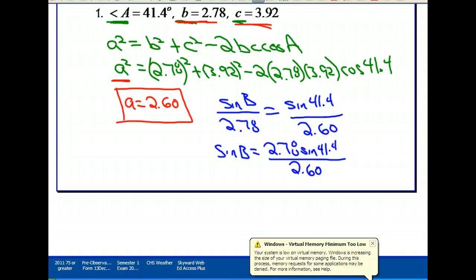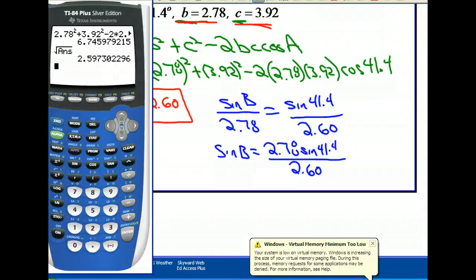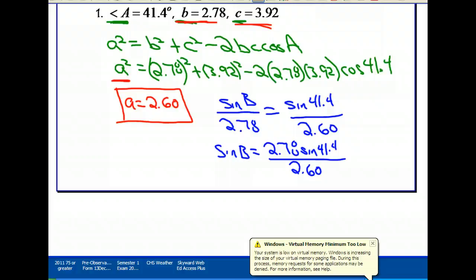And again, I'm not worried about no triangles or two answers or whatever. I should get one answer here. So let's go 2.78, I've got the sine of 41.4, and I'll divide that by 2.60. Get that answer. I'll take the sine inverse of it, and I come up with angle B. If I round that, oh, that's so tempting, let's round that to 45 degrees. So angle B equals 45 degrees.